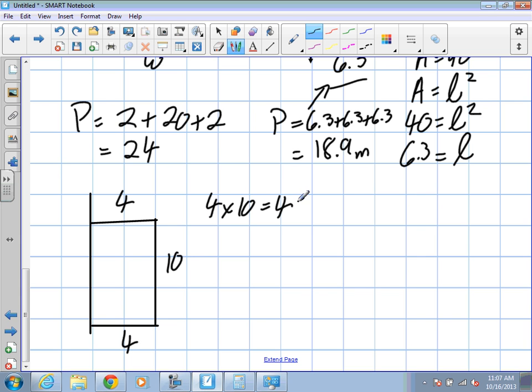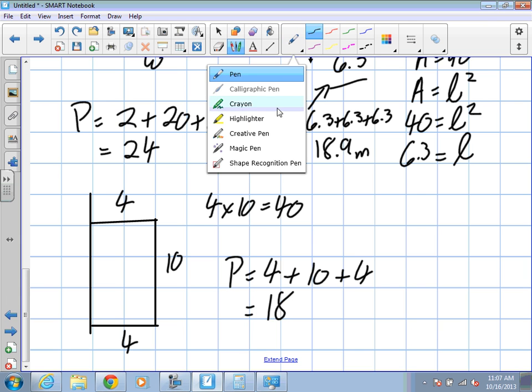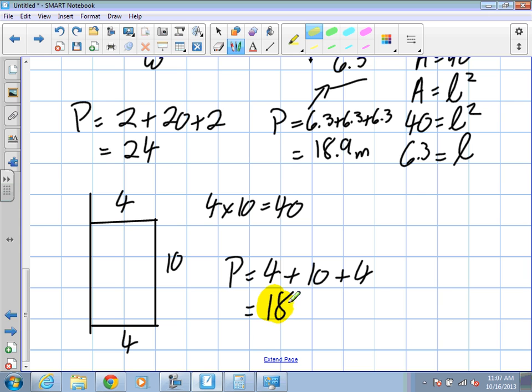And what is our perimeter? Our perimeter will be 4 plus 10 plus 4. What does that add up to? 18. Now, this is very important. What just happened here? Which was less? This one here. Now, did this one have the same side lengths?